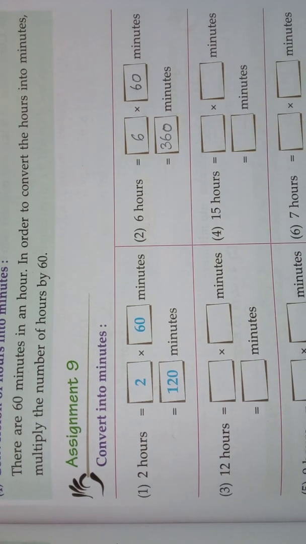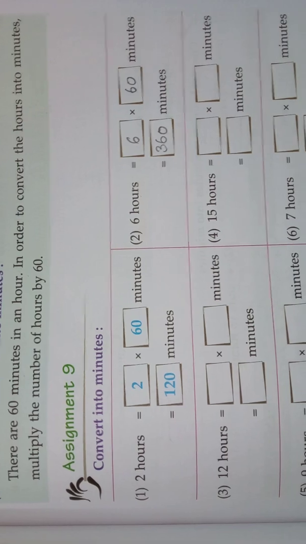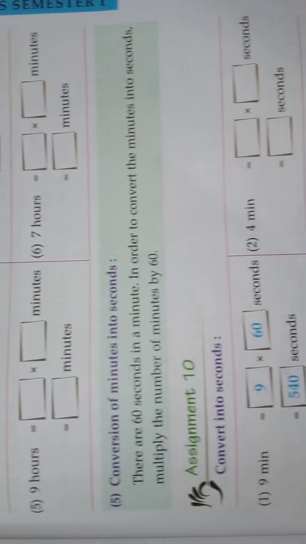So, 1 hour is equal to 60 minutes. 6 hours is equal to 6 into 60 minutes. Very easy, no? Yes. Come, we will go to the next topic.